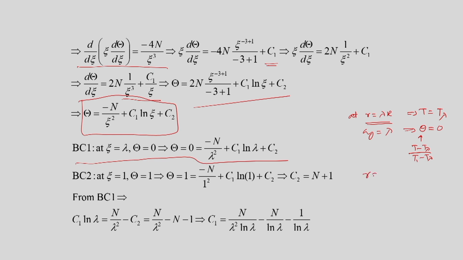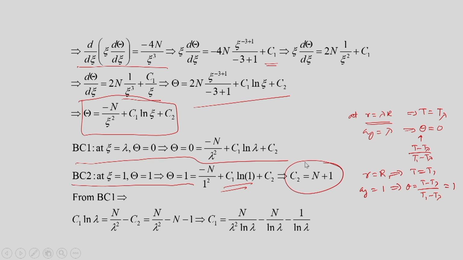The other boundary condition is at r equals capital R, that is the outer cylinder, T equals T1. So, that means xi equals 1. Then theta equals (T minus T lambda) by (T1 minus T lambda), that should be 1, because now T is nothing but T1. So, at xi equals 1, theta equals 1. So, that equals minus n by 1 square plus C1 ln 1 plus C2. Here ln 1 is 0. From here what we get, C2 equals n plus 1.